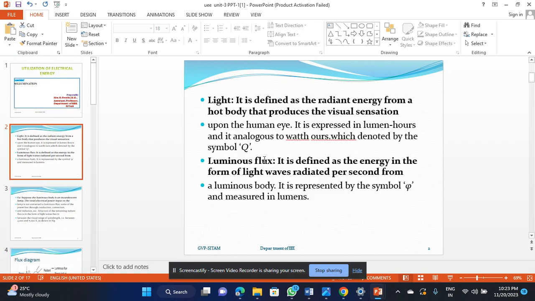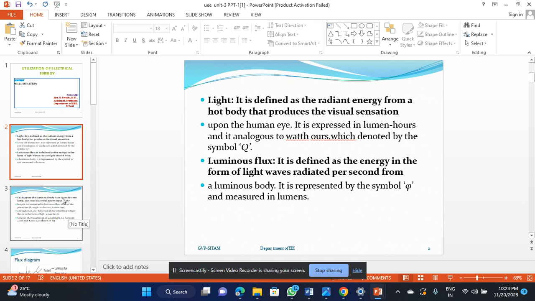So what is meant by luminous flux? It is defined as the energy in the form of light waves radiated per second from a luminous body. It is represented by the symbol psi and measured in lumens. Okay?